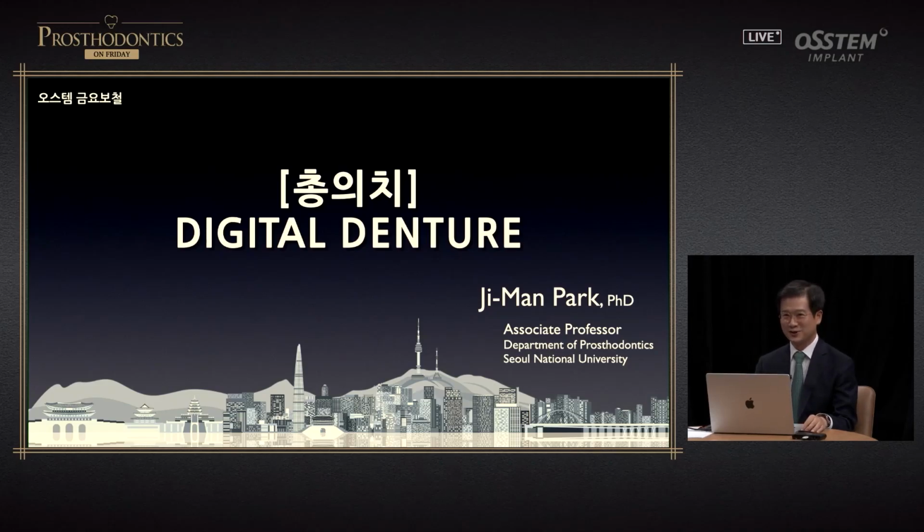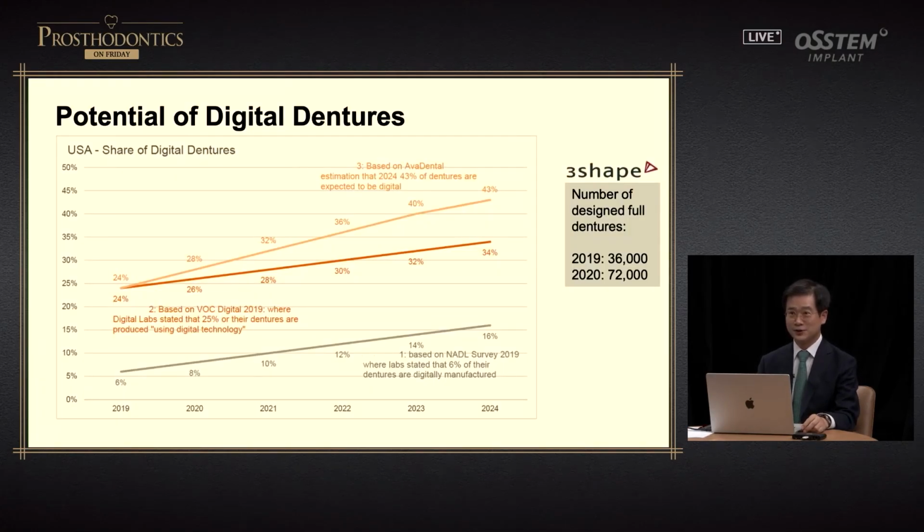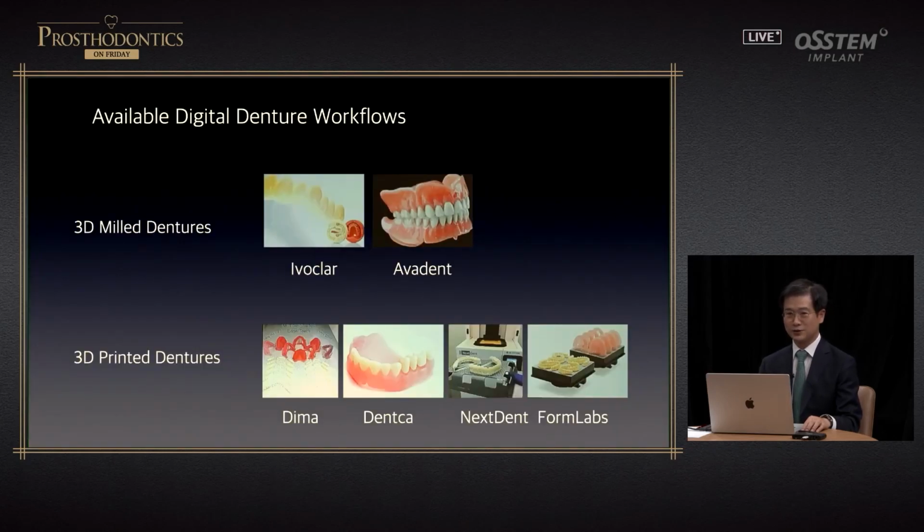Hello. I'm going to talk about digital denture. This is statistics from 3Shape, and if you look at 2024, it's projected that about 43% of dentures will be created digitally. This is because it's labor-intensive work to create dentures, so they hope to utilize digital technology in this area.